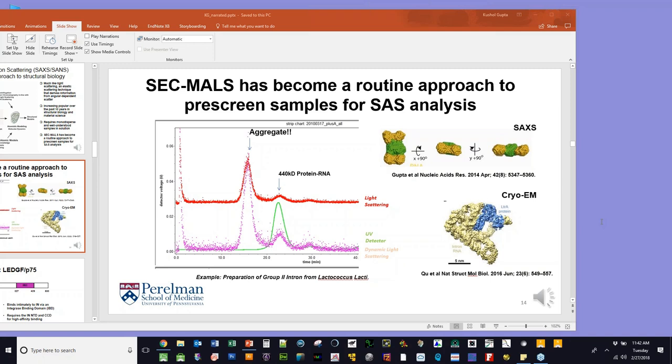Okay, so it's something about self-association? Exactly. So doing many concentrations for a given sample is usually useful, not only to parse out the sense of aggregation, but also its self-association features.